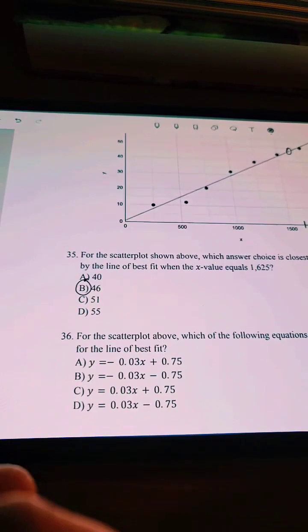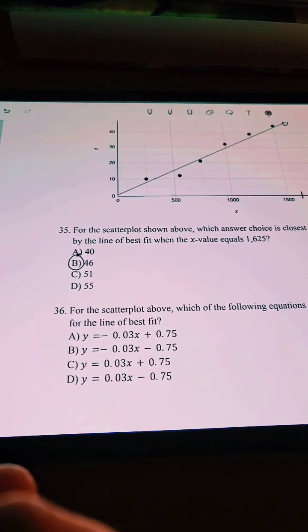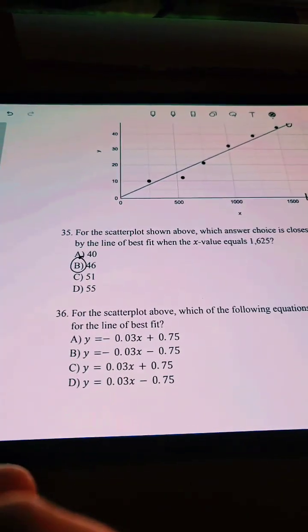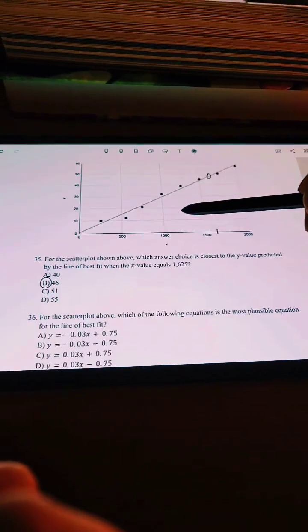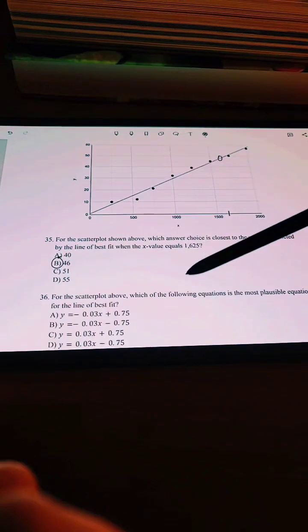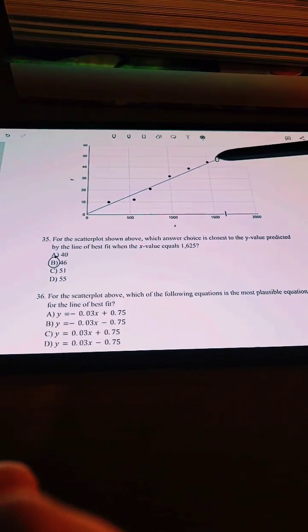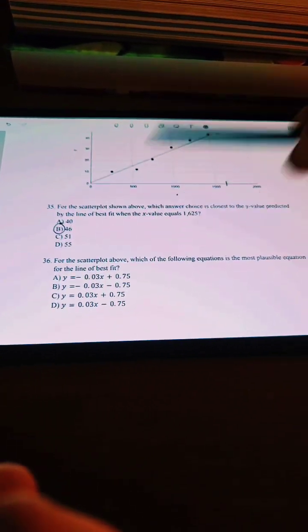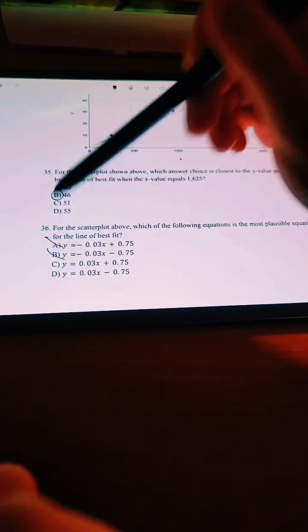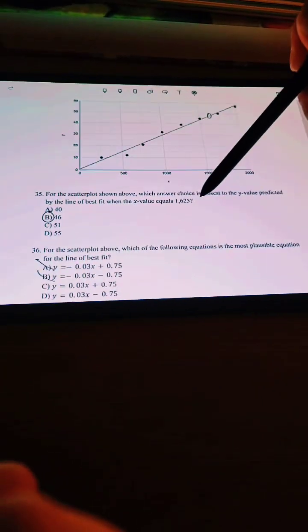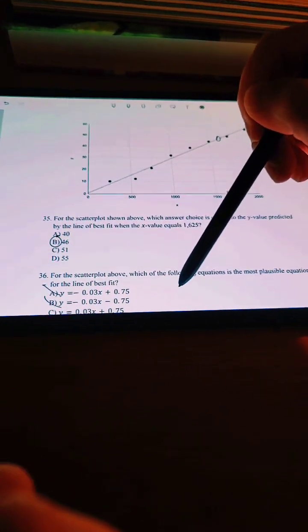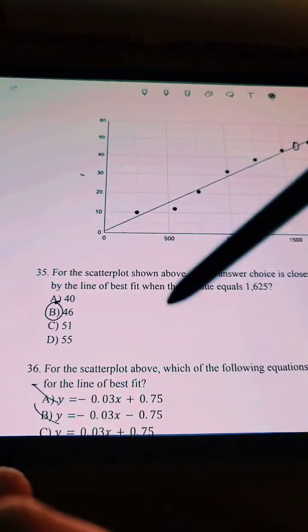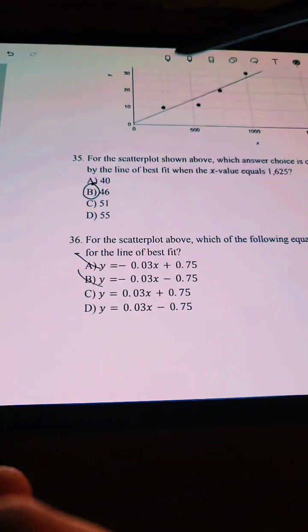Okay. So now let's go to the next one. We're just trying to find out which of the equations is most plausible for this line of best fit. What could be the equation for that line, basically? Well, I see it has a positive slope. So I have to get rid of A and B automatically because they have a negative slope. And then I need to say, okay, is my y-intercept going to be positive or negative? Well, I see that it's a little bit above 0, so it's positive. So it has to be C.